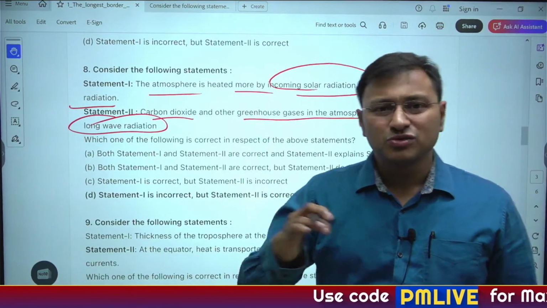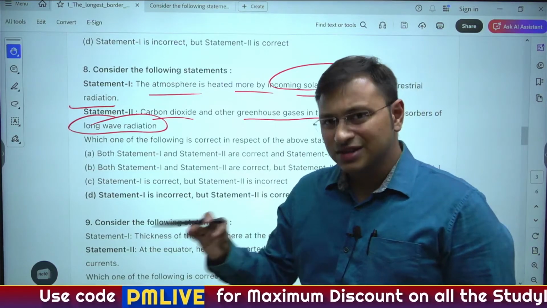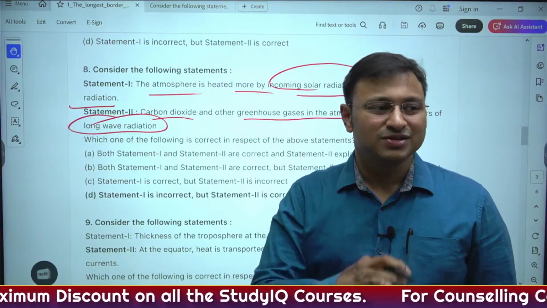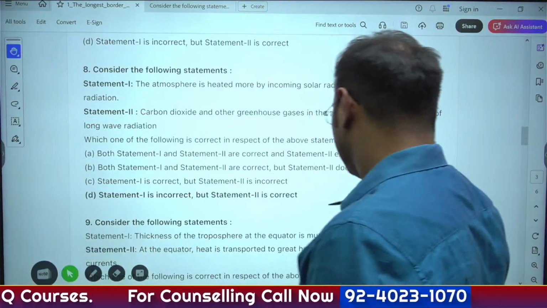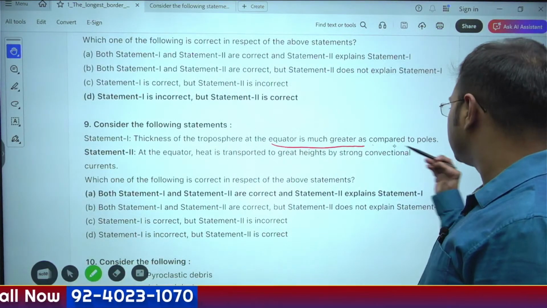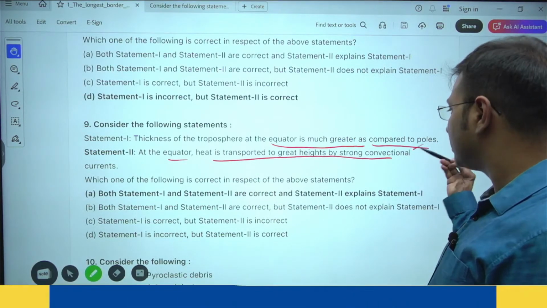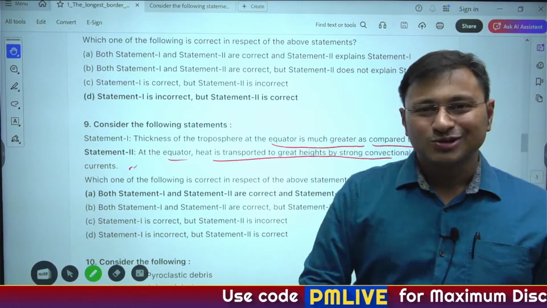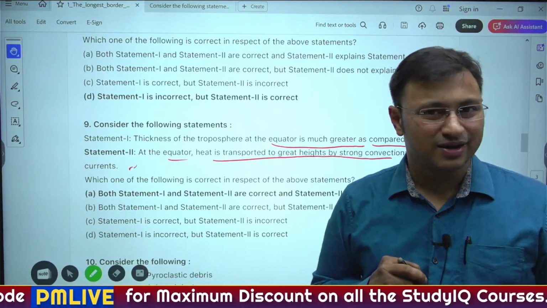Aren't the two questions almost similar? So that is why I'm telling you all, since my first lecture, please focus on concepts. Concepts are very, very important. Then see this question. The thickness of the troposphere at the equator is much greater as compared to that at the poles. At the equator, the heat is transported to greater heights by strong convectional currents. Again, a question on structure and composition of the atmosphere, and both of the statements are correct.